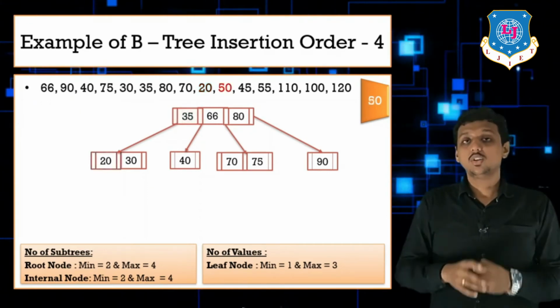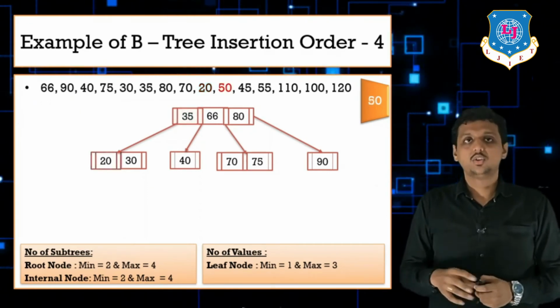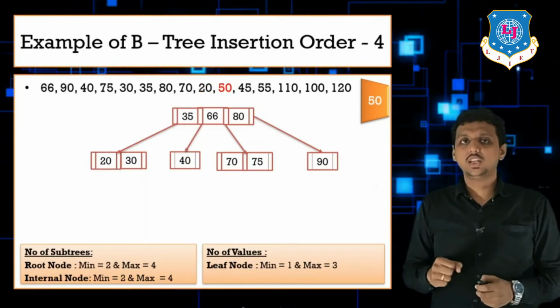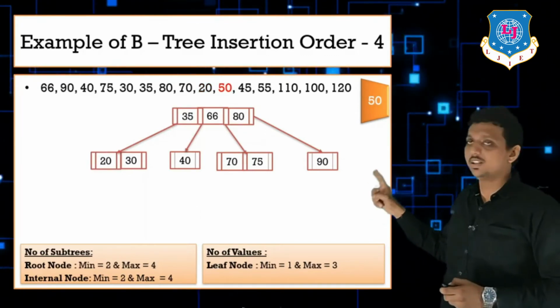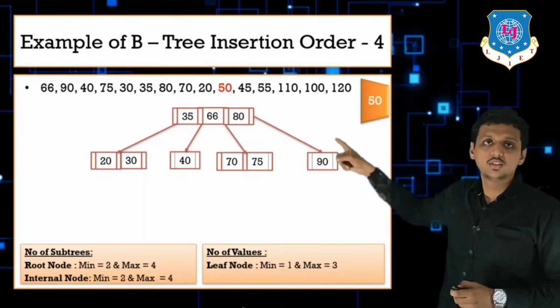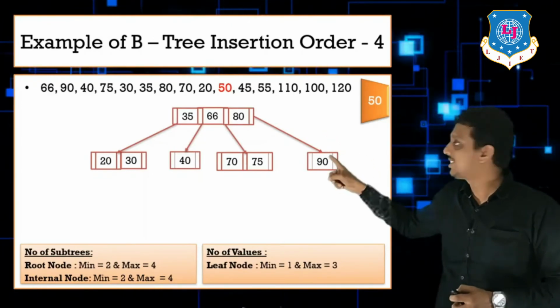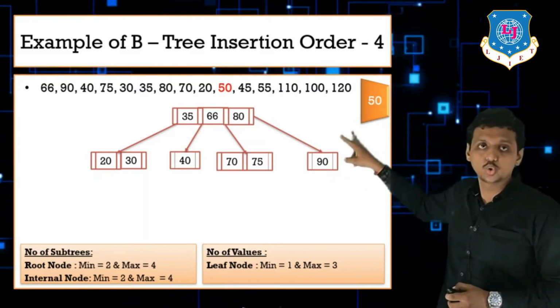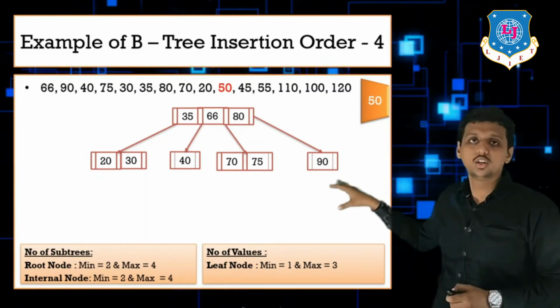Students, next we have value 50 with us. Now tell me where we can insert the 50. See, 50 must be inserted according to ascending order. So it is greater than 35, and it must be less than 66. So you need to go to the leaf node 40.